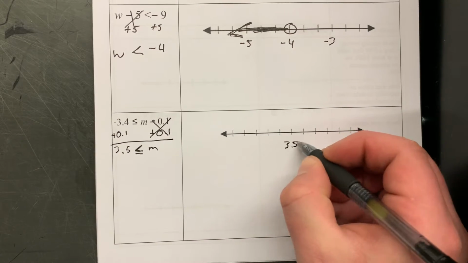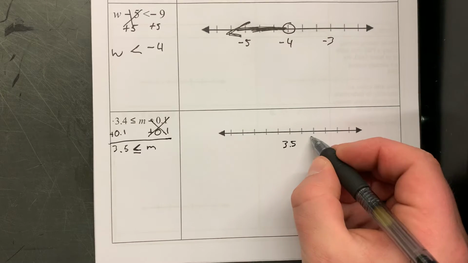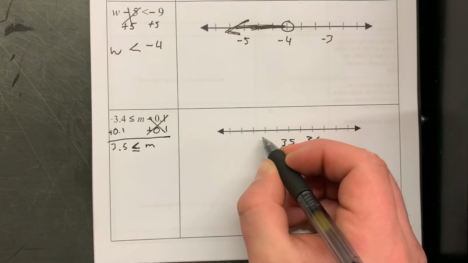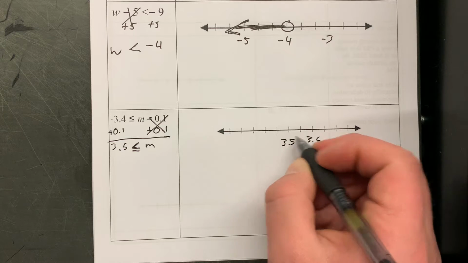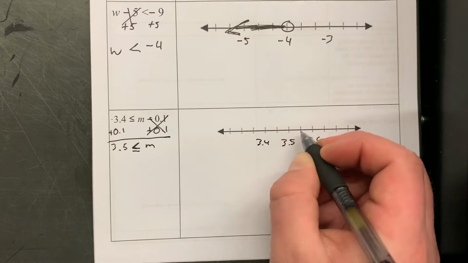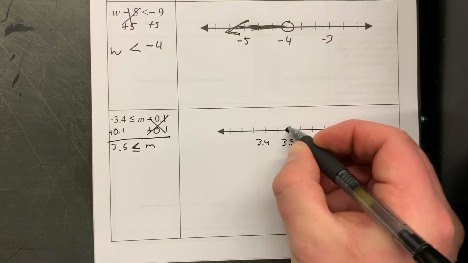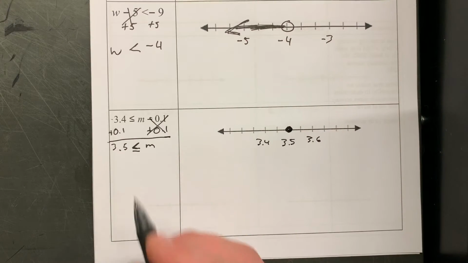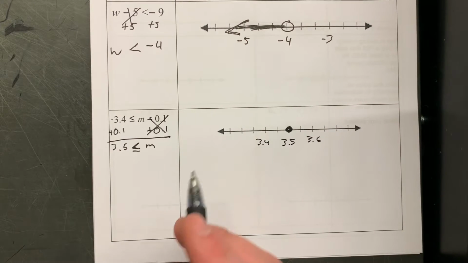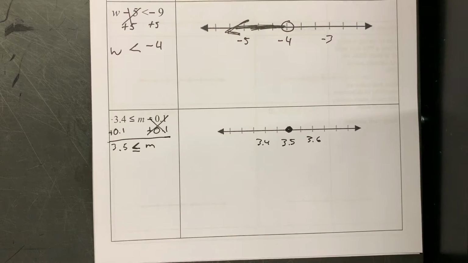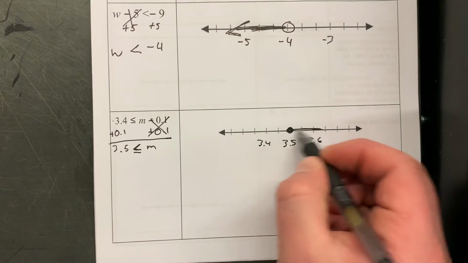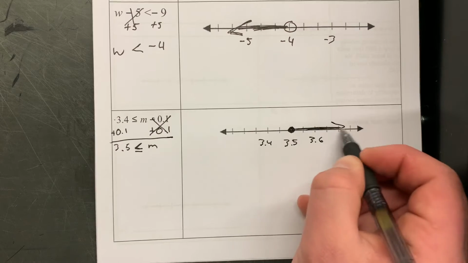When you have decimals like this in this situation, I would just go up the next decimal point. That's going to make it a lot easier on you to write this out, and then you don't have to worry about what number comes next. My circle is going to be filled in here for my point because it's less than or equal to, or greater than or equal to. So m is greater than or equal to 3.5, so it's going to go to the right.